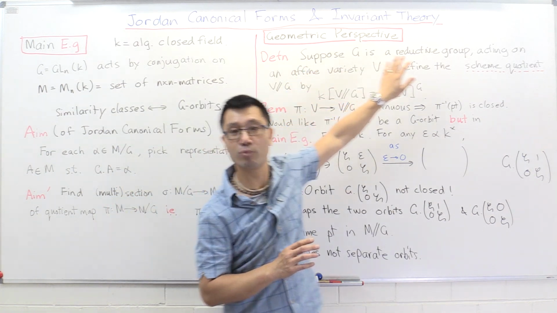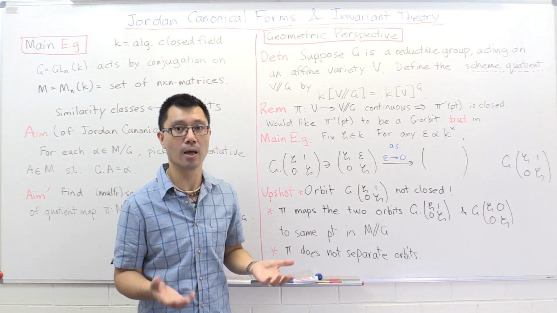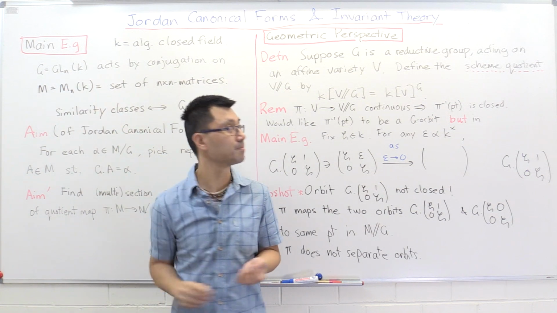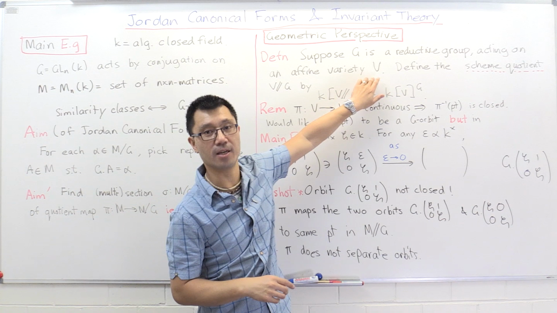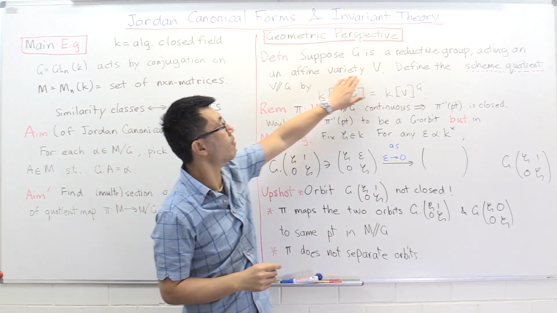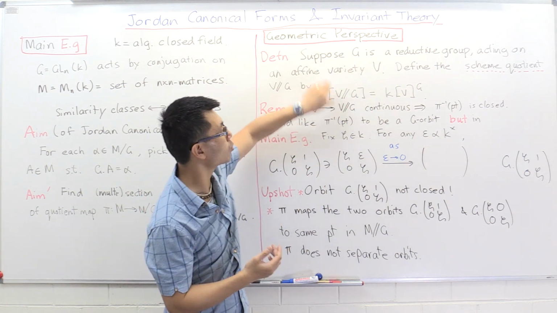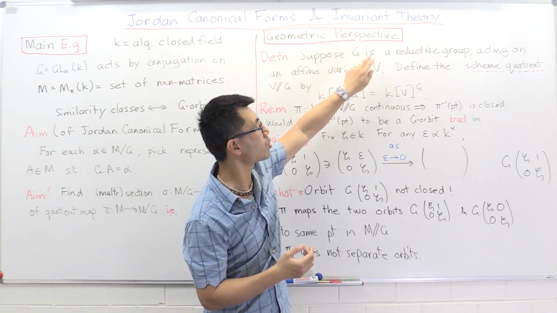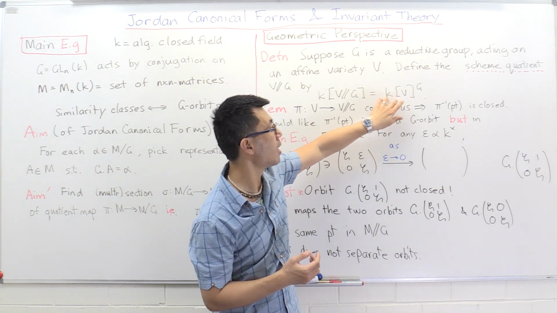So we have G, some reductive group, okay? So it's like a finite group in the characteristic 0 case, or something like this, GLn K. And we let it act on some affine variety V. Okay, so here, this is just n squared dimensional affine space, so that's a variety V. And remember, the way we try to approach this quotient is dually using the coordinate ring. So this V has a coordinate ring, K of V, that's some algebra over K, that's finitely generated.